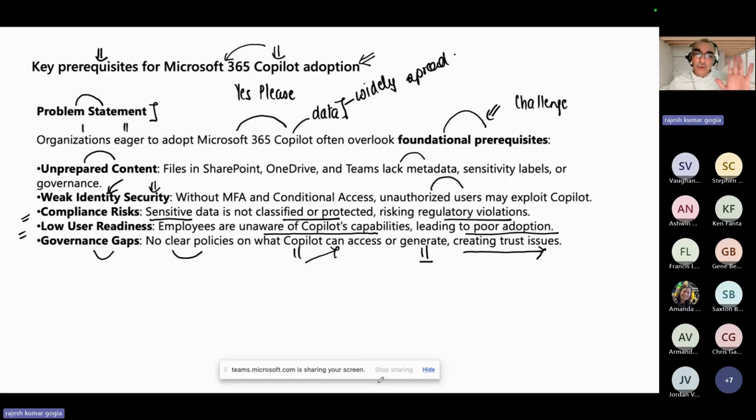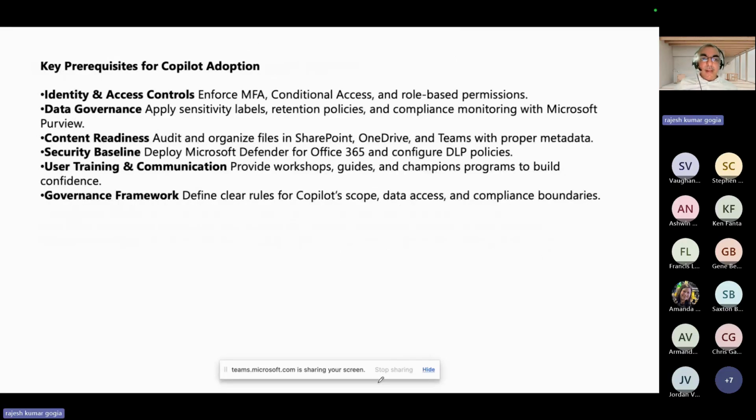Now, looking at the problem statement, we understood what the challenges can be for the organization. This is just one problem statement which I have come up with, but there can be many. Now, if I talk about the key prerequisites, definitely we are going to focus on each and every category, whether it is for identity.